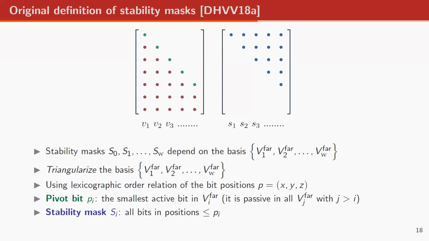And to give you an intuition of how it works, we look at the first stability mask definition given in the Zudo paper. So this is the idea. We can see our basis as a matrix, where each column represents a basis vector. What we can do is triangularize this basis so that for each basis vector, we have a bit that we call pivot. That is the smallest active bit in the vector that is passive in all following vectors. So we can define the stability mask as all the bit positions smaller or equal than this pivot bit.